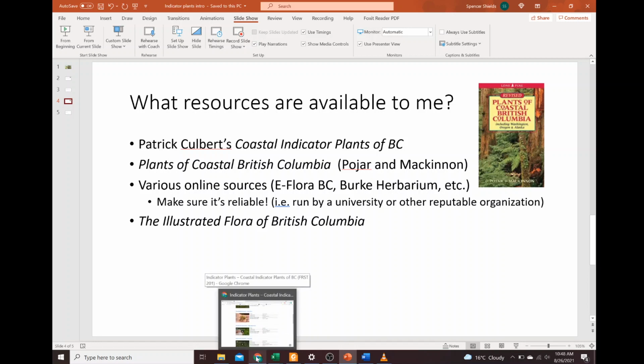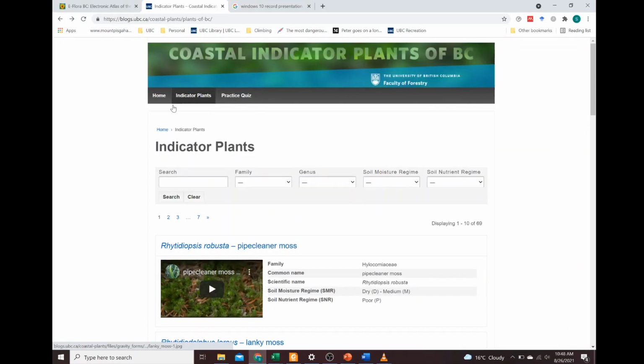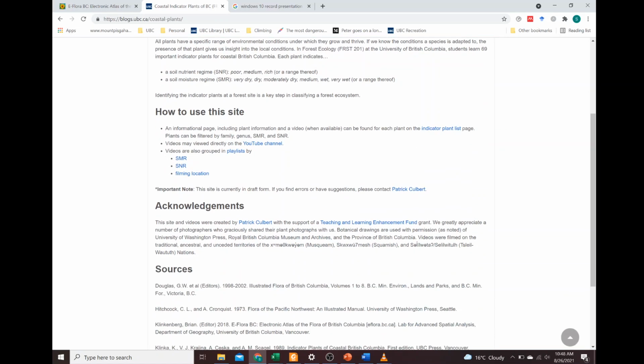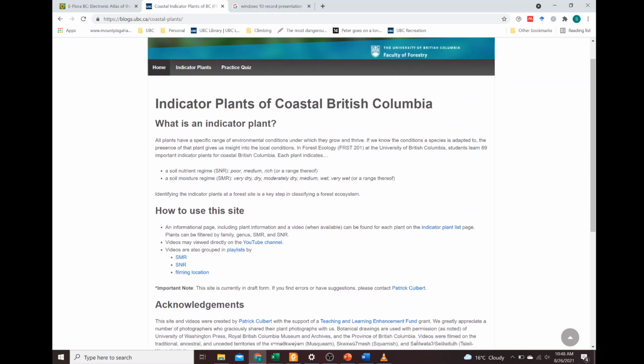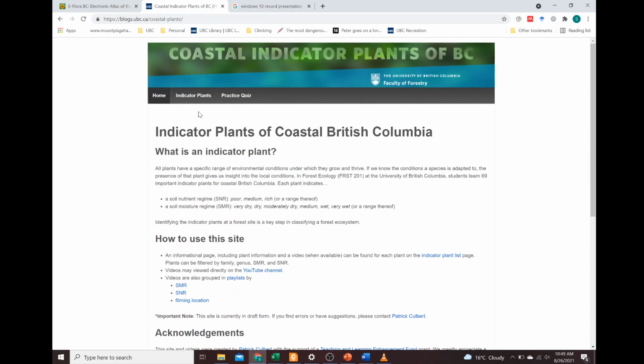And I'm going to go there now, actually, just to show you what it is. So this is what it looks like. This here is your landing page, just talking a little bit about indicator plants in general, and gives you a few more sources that a lot of Patrick's information is based off of.